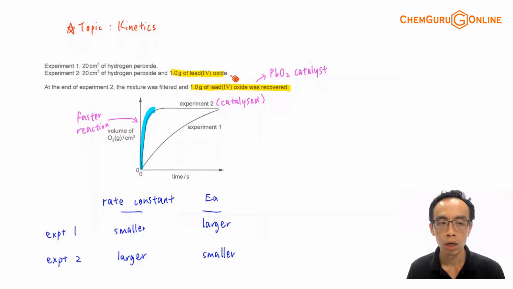Since in experiment 2, when you put in 1 gram of lead(IV) oxide, at the end of the reaction we recover the same mass of lead(IV) oxide, this suggests that your PbO2 is a catalyst. It should increase the rate of the reaction. And you notice that if you consider the volume of O2 that we can collect versus the time taken, the rate of formation of your O2, which is the product, is way faster. So this suggests that yes, your reaction is catalyzed.